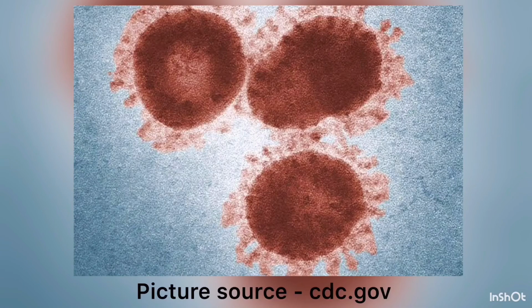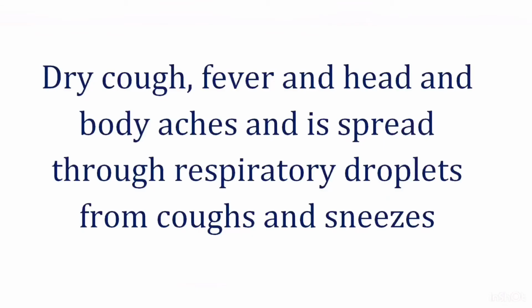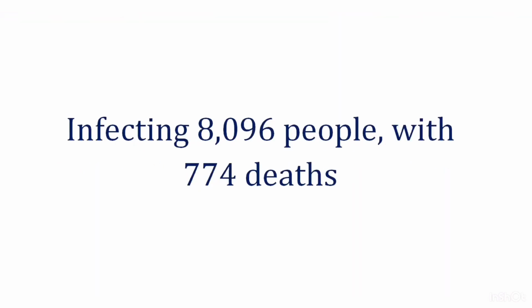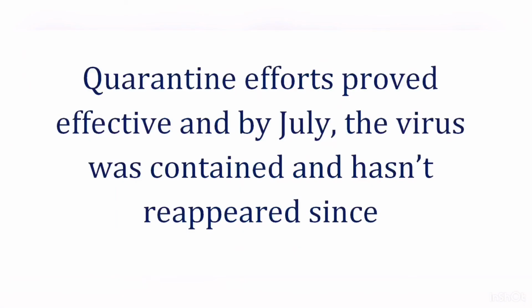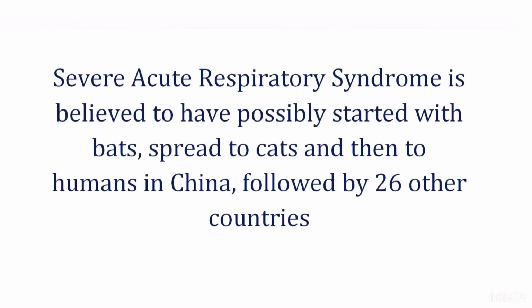Now, here comes SARS, severe acute respiratory syndrome. These are the symptoms of SARS. It is believed to have possibly started with bats, spread to cats, and then to humans in China. Almost 26 countries were affected by SARS at that time. Quarantine efforts proved effective in this case.